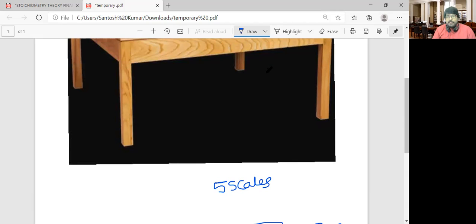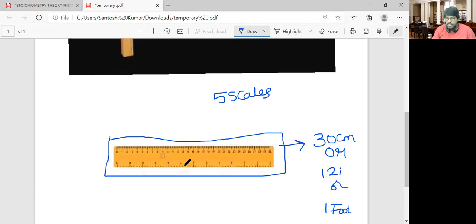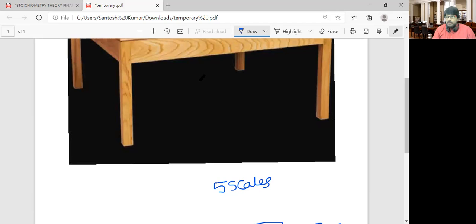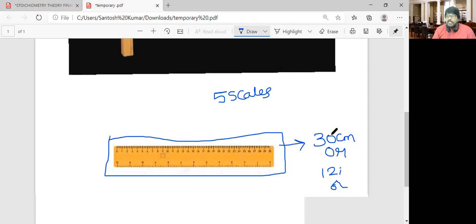Relative length. By taking this scale as reference, you are reporting your answer as 5 scales. But what is the length of this particular scale? That is 30 centimeters. And 5 into 30 will be 150 centimeters. Otherwise, 5 into 1, we can say 5 feet. Whatever it may be.